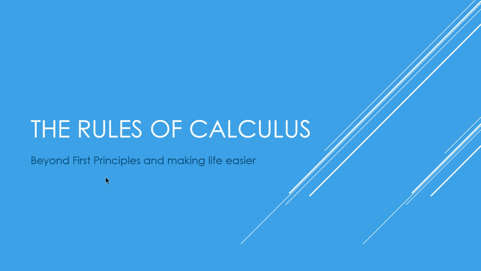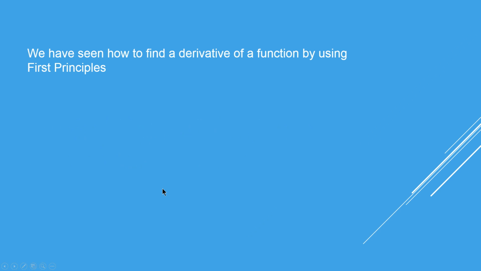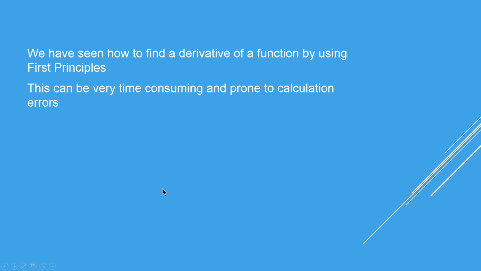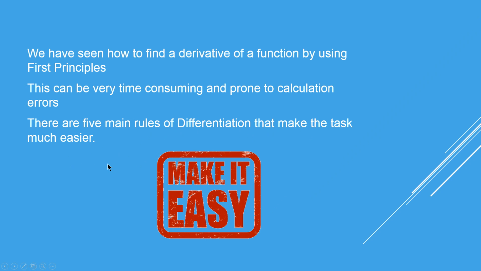Hi. In the last couple of videos, we looked at using first principles to find the derivatives of functions. But first principles are all very well, but it can be very time consuming and it's really easy to make mistakes. So it's really good if we could find a better way. And we can do that. There are basically 5 main rules of differentiation that make that task much easier, and we're going to have a look at them in the next couple of videos.